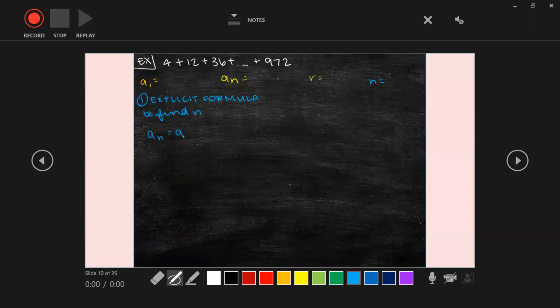So that's a sub n is equal to a sub 1 times r raised to the n minus 1. And then the sum of the series, S sub n, is equal to a sub 1 times 1 minus r raised to the n, all over 1 minus r. So you guys can try and do that on your own.